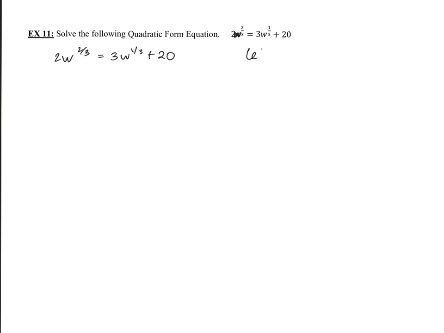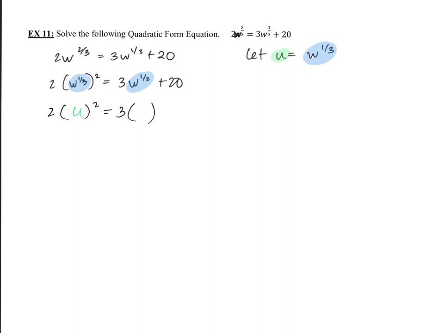So what I'm going to say is let u equal w to the 1/3 power. So wherever I see that, I can swap it out with u. Okay, u is going to equal that, which is right there and right there. So swapping that out, replacing it with u. Once again, the goal for U-substitution is to make your problem look simpler.